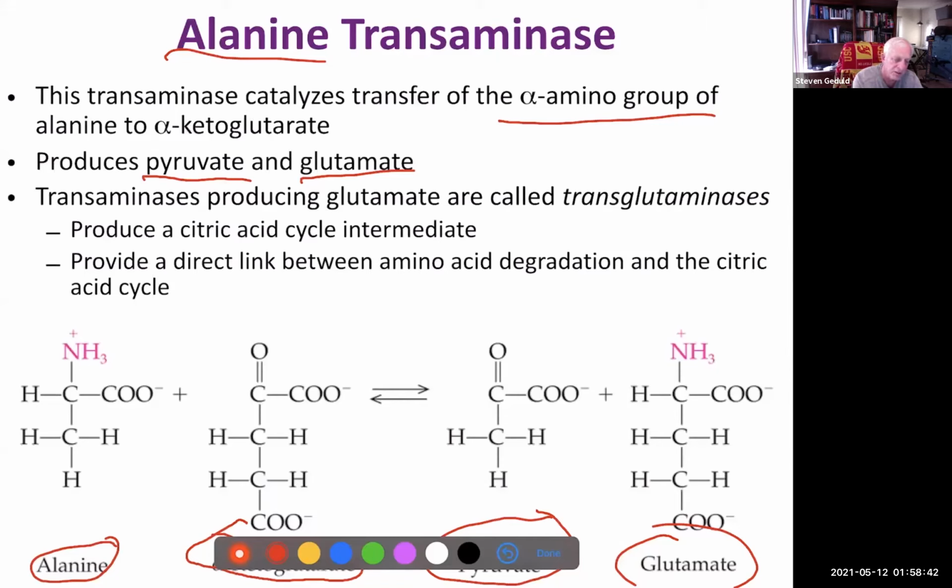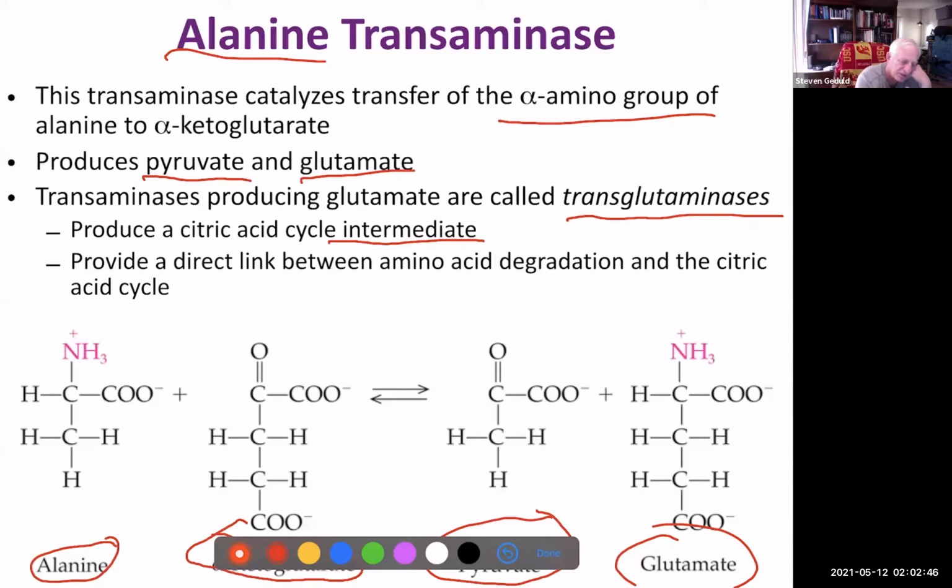The transaminases that produce glutamate are called transglutamases. Produces citric acid cycle intermediates. So it produces parts of the citric acid cycle that are going to help run to produce more ATP during times of starvation. Okay. Provides a direct link between amino acid degradation and the citric acid cycle. So it allows you to break down your amino acids. And one of the signs of starving is you break down your proteins. Your body becomes very thin. You start seeing your skeleton because your proteins are being broken down, because your amino acids are being broken down to produce energy, because you're not taking enough food to produce energy.